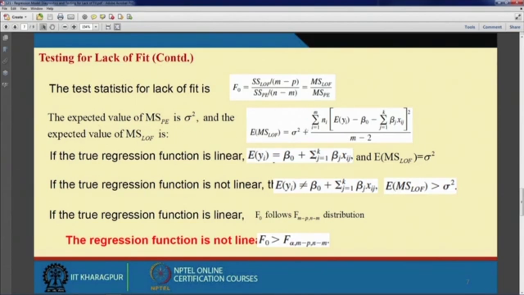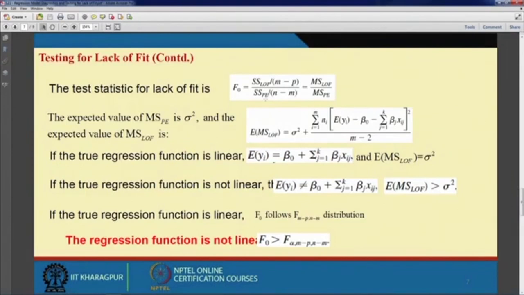Now, the expected value of MS pure error is sigma square, and the expected value of MS lack of fit is sigma square plus this quantity. This is nothing but the predicted value, and the expected value of y i is the value which falls on the regression line. If they coincide, this quantity becomes 0, so lack of fit and pure error will be the same. But if they do not coincide, this quantity becomes more than 0, so the expected value of MS lack of fit will be more than sigma square.